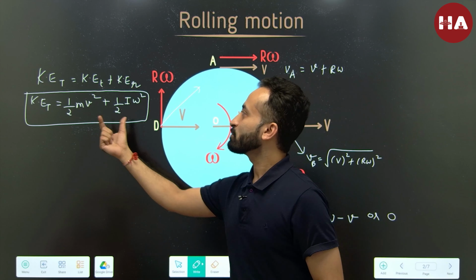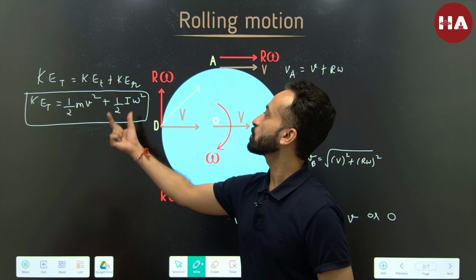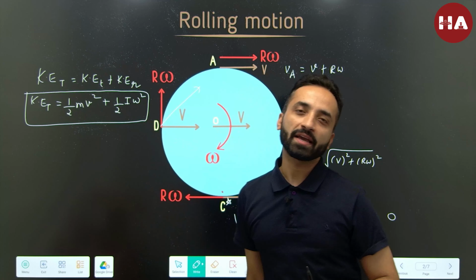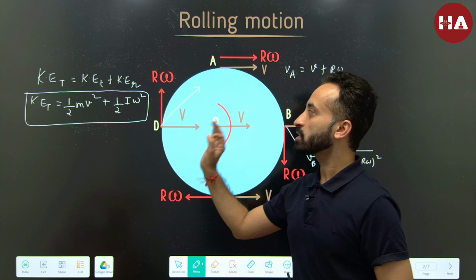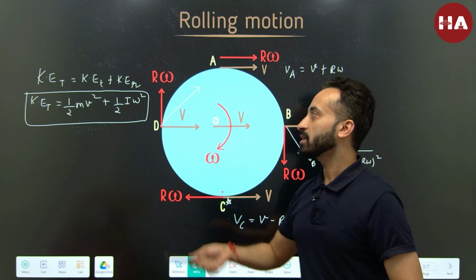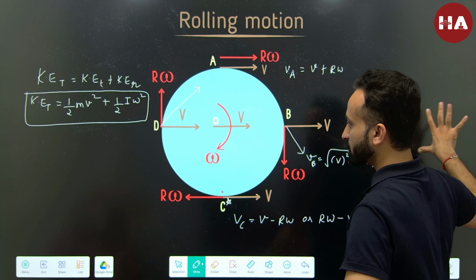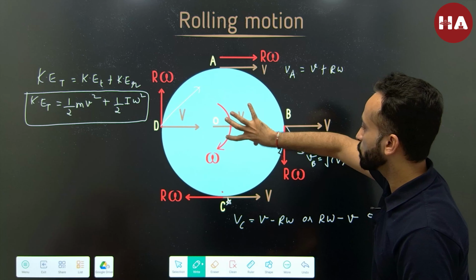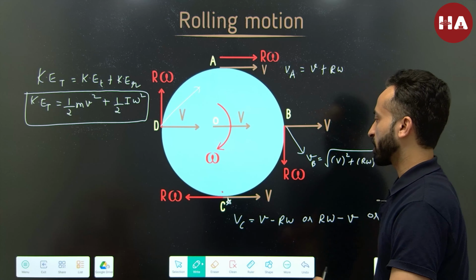Sometimes you might get a question that if an object is rolling, what is the ratio of rotational to the total kinetic energy, or translational to the total kinetic energy? So keep in mind that total kinetic energy is kinetic energy due to translation plus kinetic energy due to rotation: half m v square plus half I omega square.